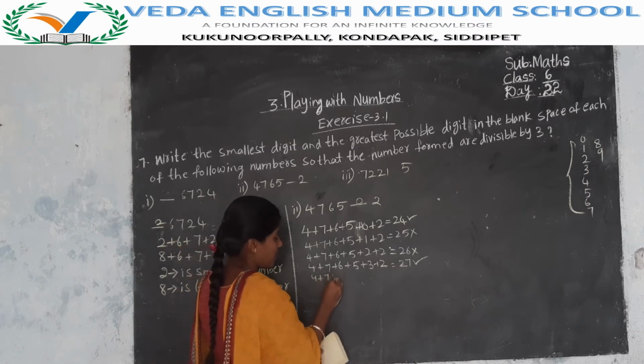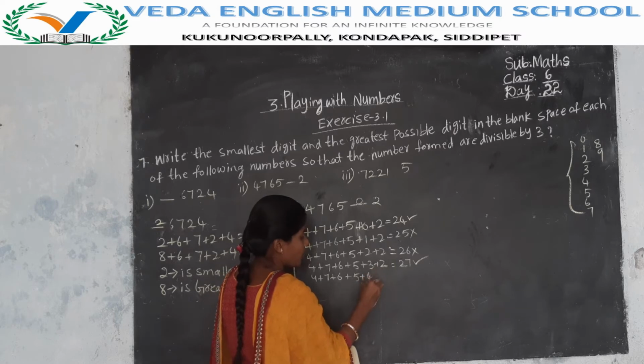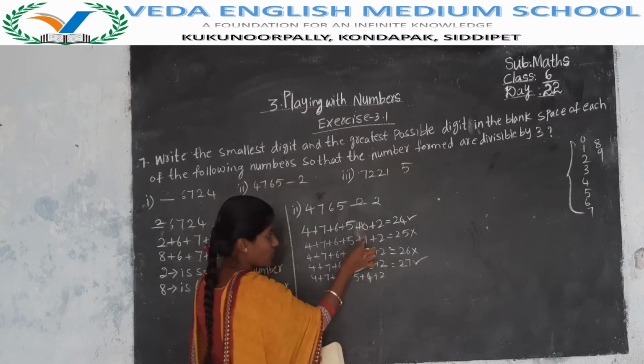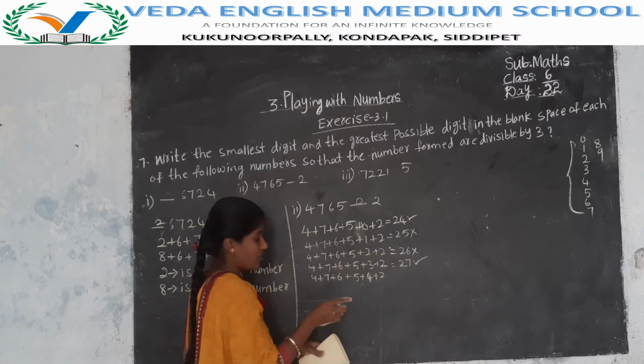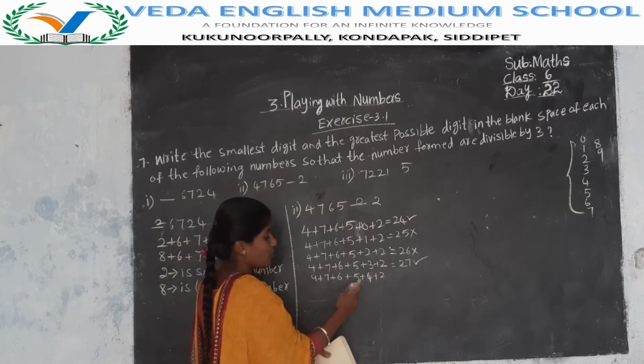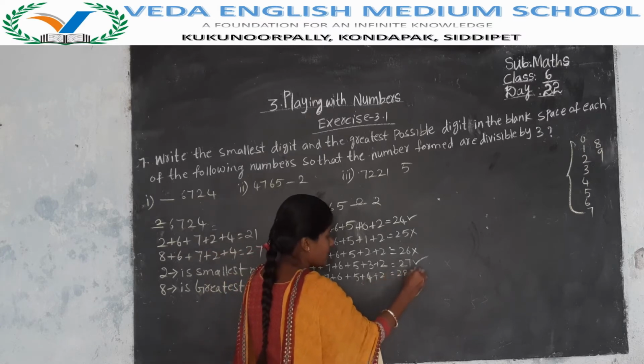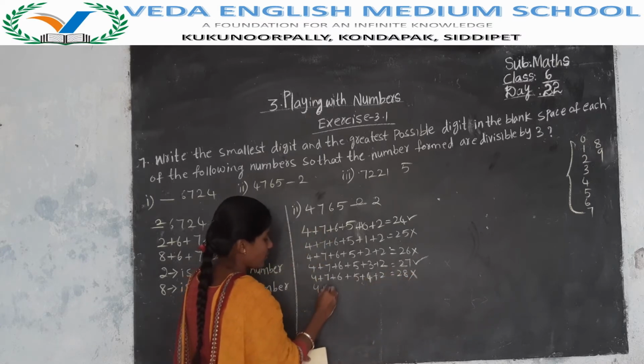4 plus 7 plus 6 plus 5 plus 3, sorry, plus 4 plus 2. See now, 0, 1, 2, 3, 4. All digits we have to take. 7, 11, 11 plus 6, 17, 17 plus 5, 22, 22 plus 4, 26, 26 plus 2, 28. 28 is not divisible. Afterwards we have to take 5.